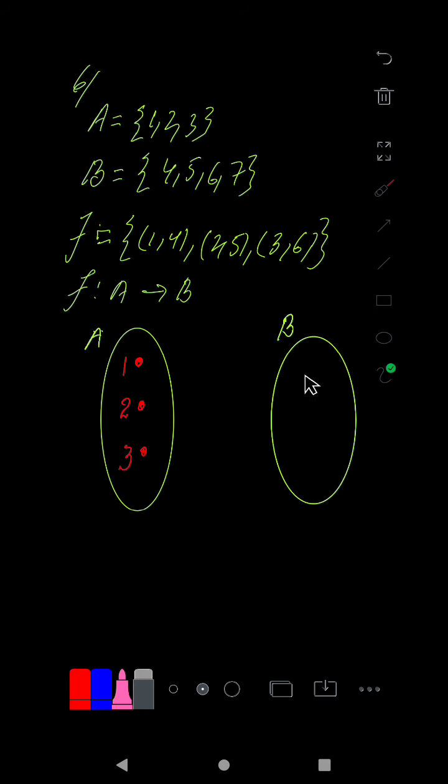And in codomain there are four elements. First is 4, second is 5, third is 6 and fourth is 7. 1, 4, that is, image of 1 is 4. 2, 5, that is, 2 is related to 5. 3, 6, 3 is associated with 6. So as you see, each and every element of domain has a distinct image in codomain.